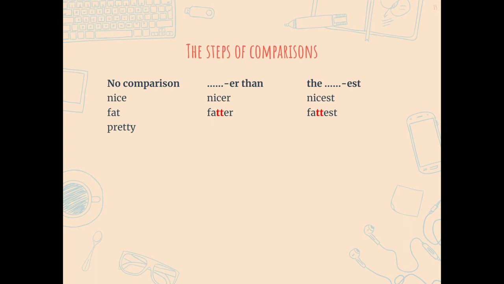If a word, an adjective ends in Y, change the Y into I, right? Prettier, prettiest. Happy, happier, happiest. Ugly, uglier, ugliest. Change the Y into an I.